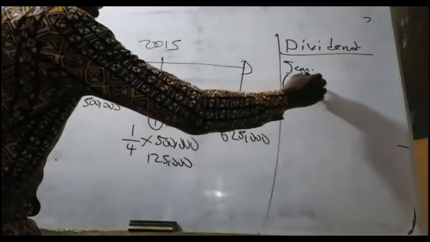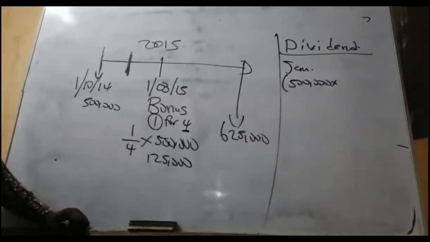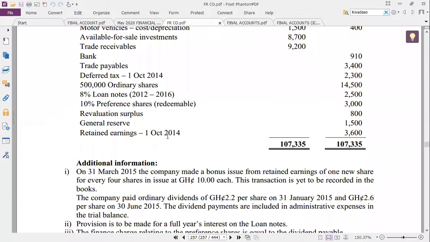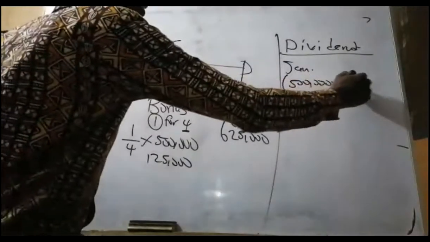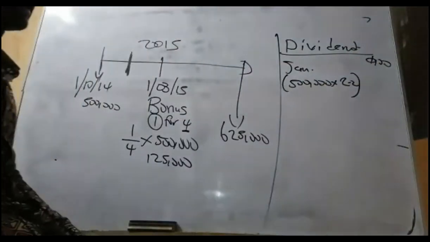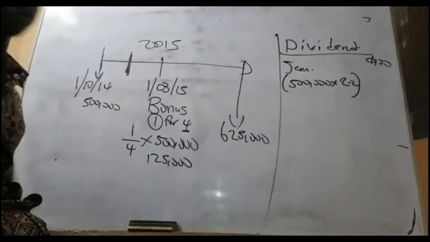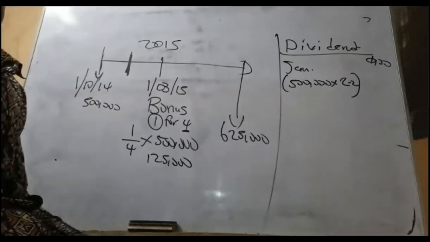So open a bracket, the 500,000 times the dividend per share. By then the bonus shares had not been issued, so they don't qualify for dividend. It must be valued based on the shares in issue. The dividend per share was 2.2. If you read three zeros, you also have to read three zeros. So 500 times 2.2 gives us 1,100. Agreed. That's 500,000 times 2.2, and we have three zeros on top.